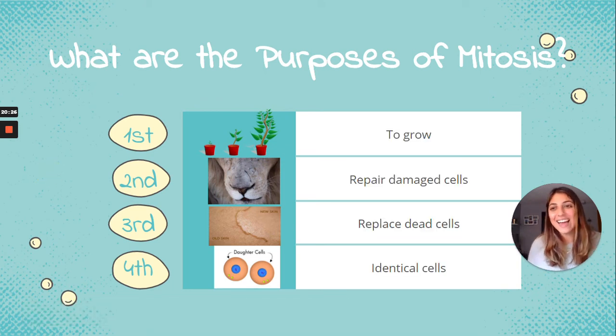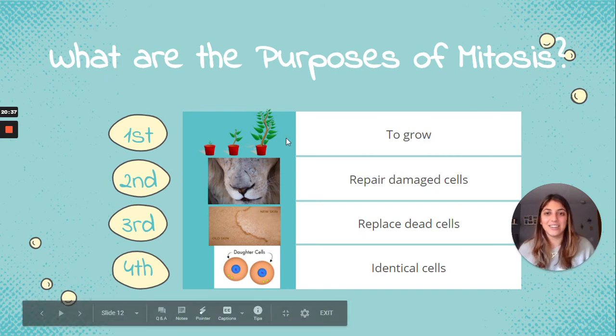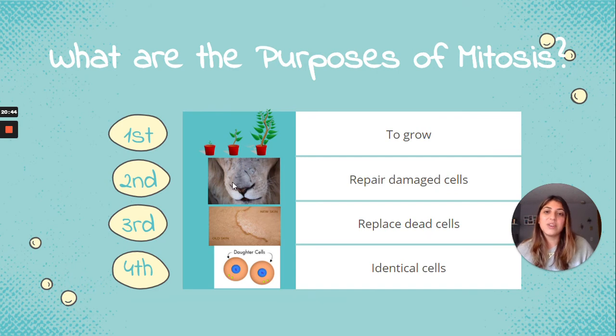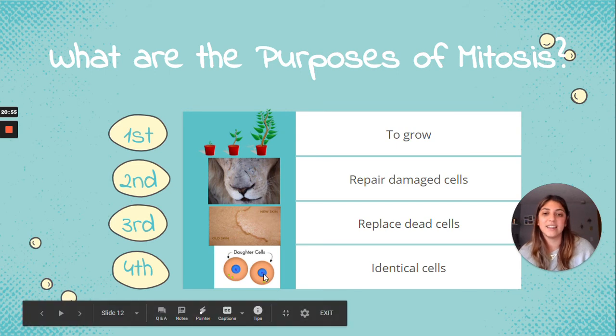Welcome back. So we have the correct answers. Remember that the purposes of mitosis are to grow, to repair damaged cells, to replace dead cells, and to have identical cells. The plant was an example of growth. Don't forget that this applies to all organisms, not just plants. The scar on the lion's nose was supposed to represent the damaged cells. Skin cells, among the shortest living cells, get replaced, and then the daughter cells show that they're identical.